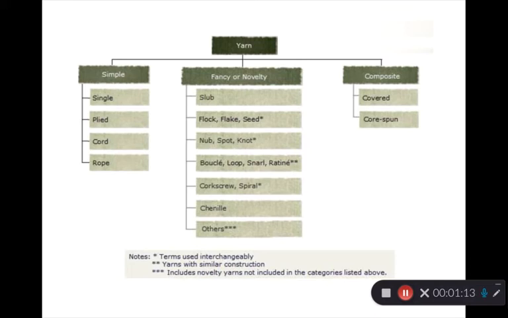There are several fancy or novelty yarns that we'll look at in the second part of this lecture, and composite yarns as well. You can think of them as analogous to composite fabrics, in that they're made of completely different parts that are put together.